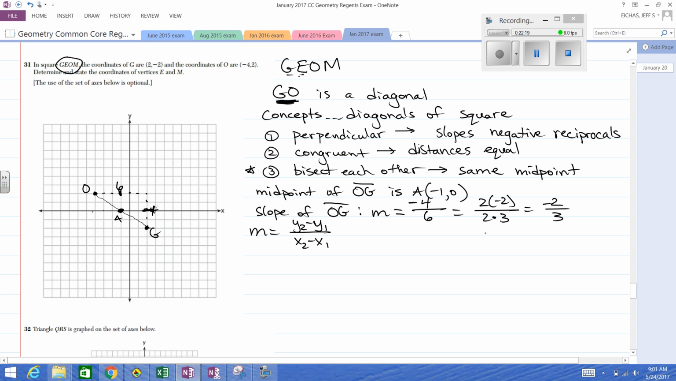Now, real simple what we do from here, okay? We're going to have to go perpendicular to OG. So that means we're going to use a slope of negative reciprocal, 3/2. Okay, negative reciprocal of negative 2/3. Okay, so just kind of try to explain that.